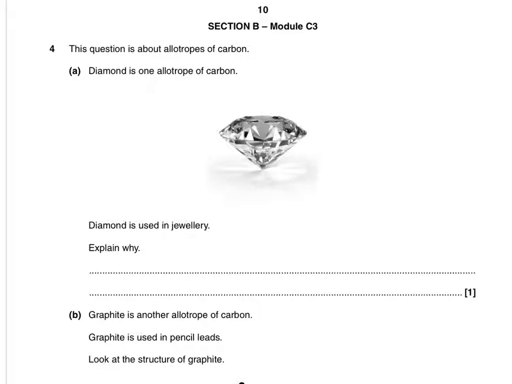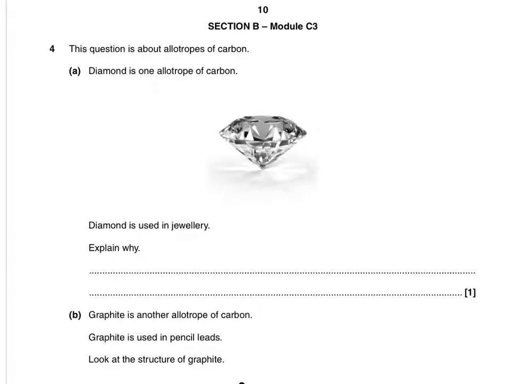Diamond is used in jewellery. Explain why. Right, straightforward question, yeah? So you're thinking, oh, there must be a trick question. No, honestly, it's that easy. There's loads of different answers. You could have lustrous, you could have colourless, clear, transparent, you could have shiny, sparkly, okay? Loads and loads of different things.